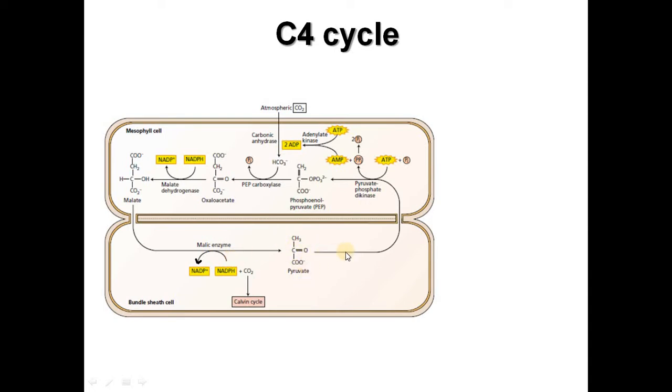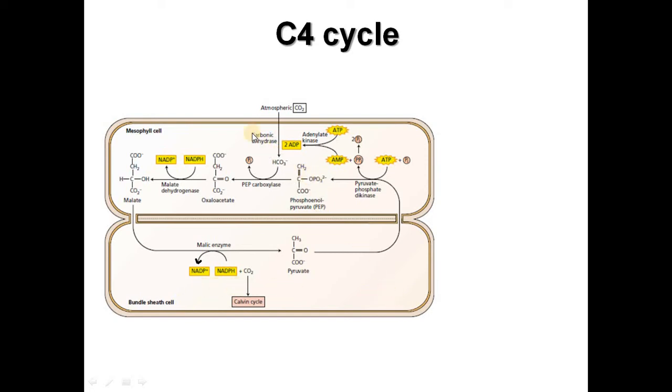So pyruvate will then migrate back into the mesophyll cell and then be converted into phosphoenolpyruvate. So you can see that the Calvin cycle is happening in bundle sheath cells, not in the mesophyll cells. So the C4 cycle is happening. The Calvin cycle in C4 plants is happening not in the mesophyll cell, but in the bundle sheath cell.